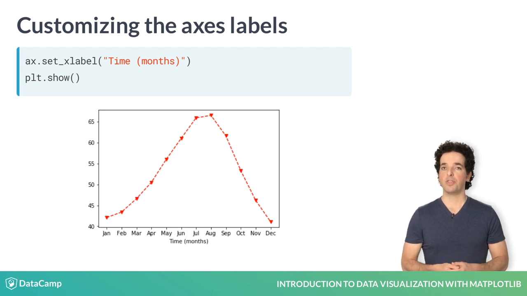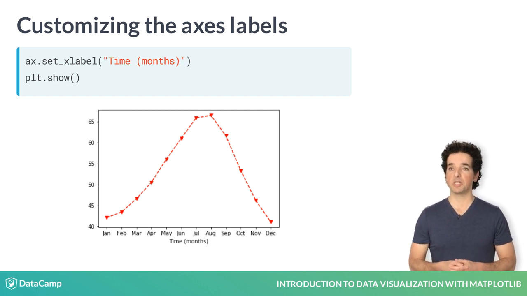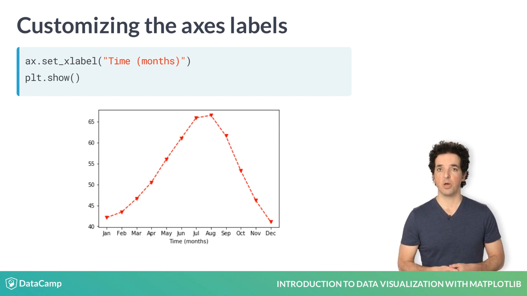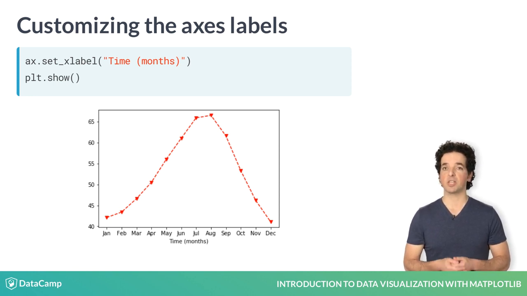For example, there is a set_xlabel method that you can use to set the value of the label of the x-axis. Note that we capitalize axis labels as we would capitalize a sentence, where only the first word is always capitalized and subsequent words are capitalized only if they are proper nouns. If you then call plt.show, you will see that the axis now has a label that indicates that the values on the x-axis denote time in months.